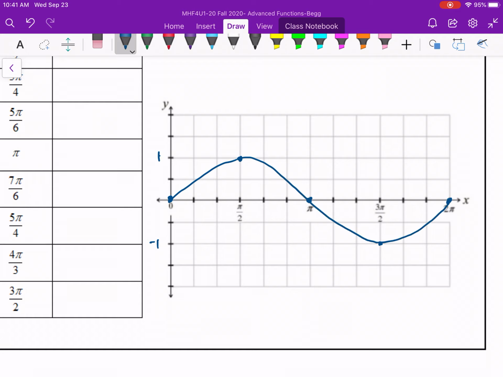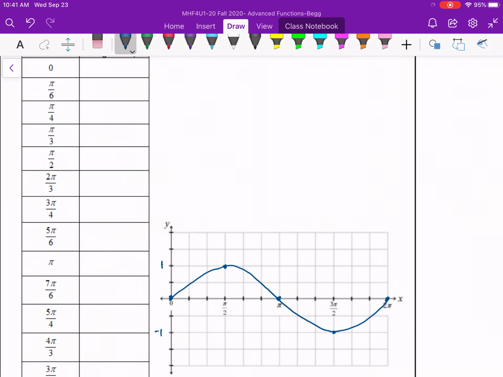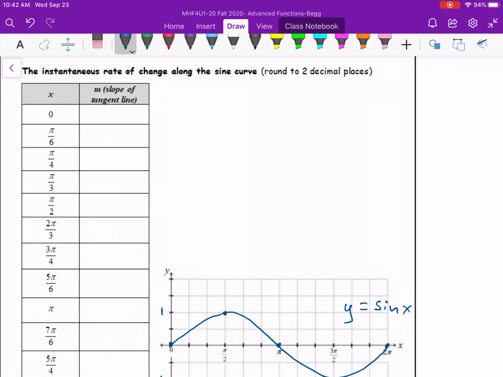Now, if I want to calculate the rate of change, probably the best way to do it is to use the formula called the difference quotient. So this is y equals sine x. And we can do that by adding a very small interval to x and subtracting a very small interval from our x value, and then doing the slope formula of it. So IRC, let's just do it for 0. Let's start with 0 for this table here.